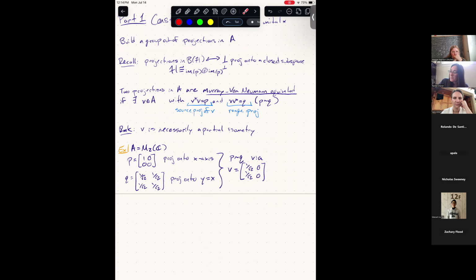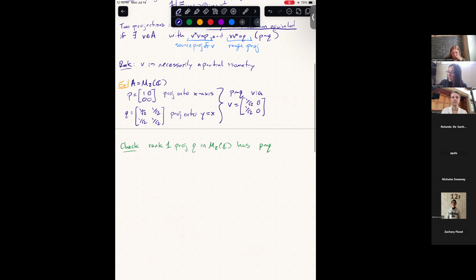Okay. And something that's fun to play around with at this point is that all of the rank 1 projections in M2 of C are Murray von Neumann equivalent. You can try to find the right partial isometry that implements that. So maybe this is like a check: any rank 1 projection Q in M2 of C is Murray von Neumann equivalent to projection onto the x-axis. So they're all the same.